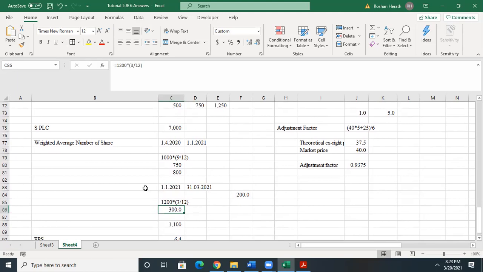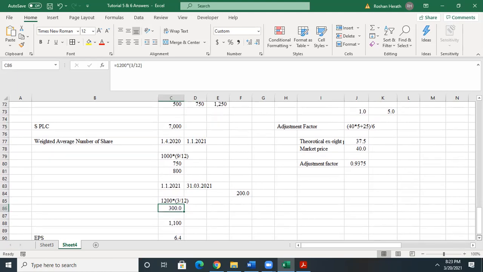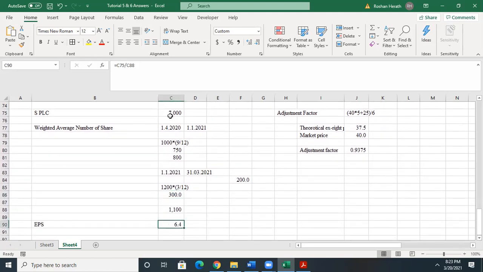We take that and divide it. 7000 is the profit attributable to ordinary shareholders. Once you divide that, it's going to be 6.4.